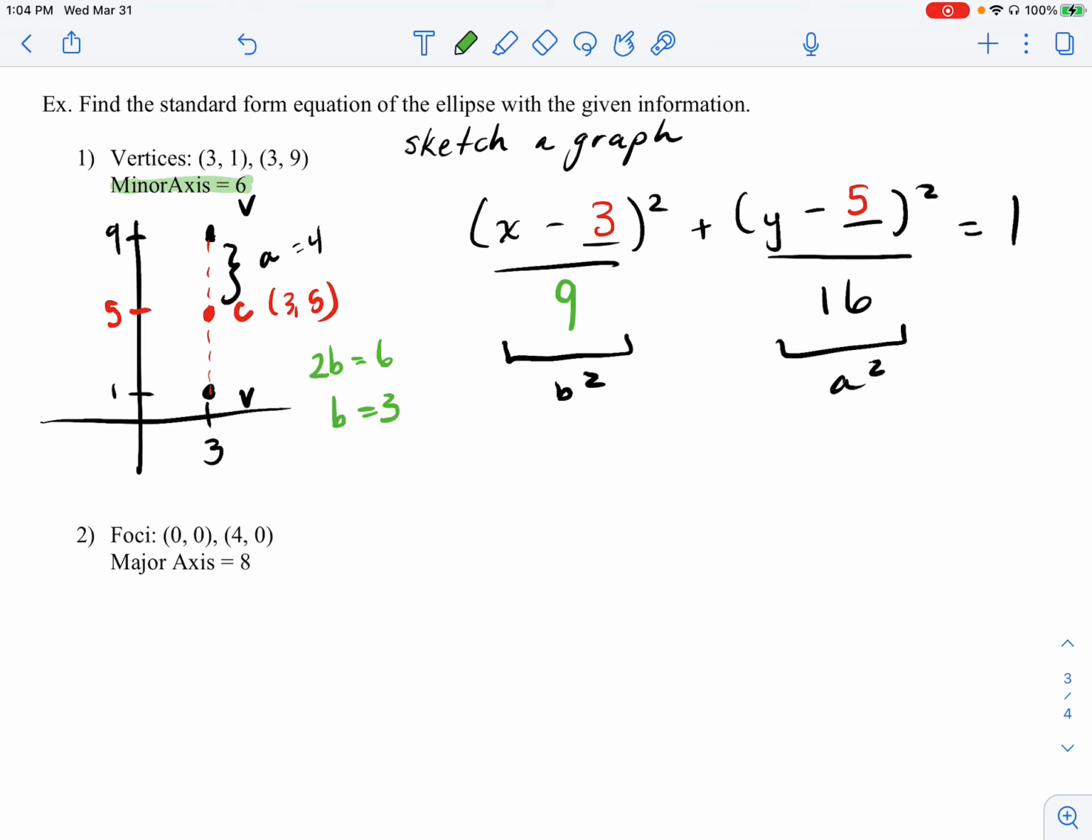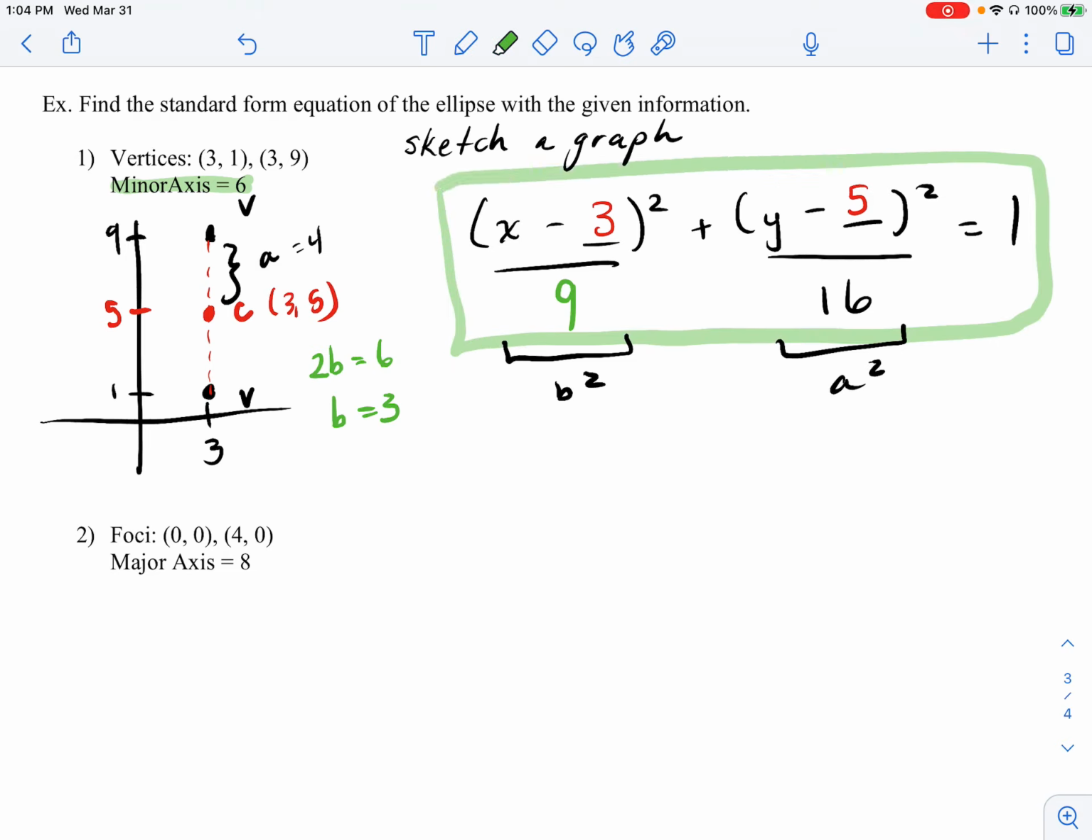All right, and with all that, we're then able to write our standard form equation of our ellipse from just those two pieces of information. So number 2 is a similar problem. I encourage you to try that on your own, and go ahead and check my solutions that I've uploaded just to compare your answer.